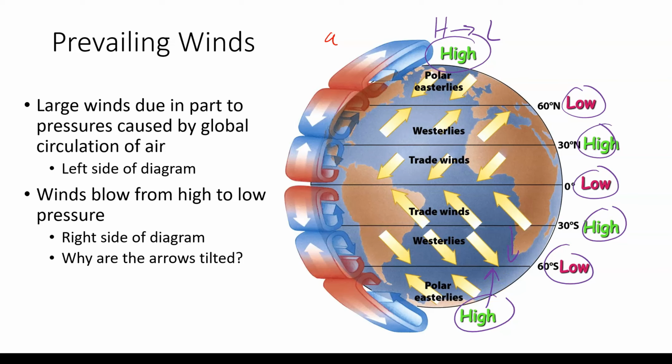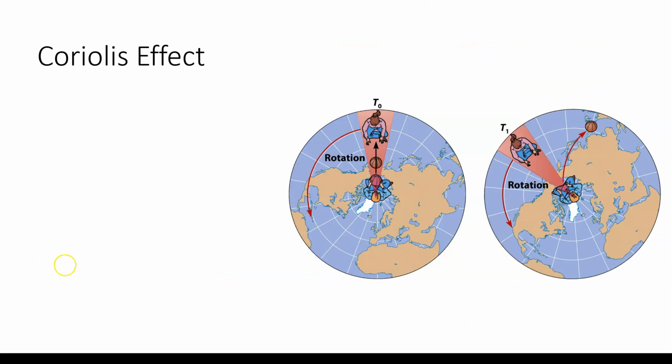Now, instead of arrows pointing directly at those lows, what is causing those arrows to actually be tilted away from that low a little bit, right? And that's what takes us to what we call the Coriolis effect. And again, this is a fairly abstract idea. I'll do my best to explain it, but we'll bring it up in class as well. So the Coriolis effect is due to differences in what they call rotational velocity, or the speed of a given point on a rotational axis.